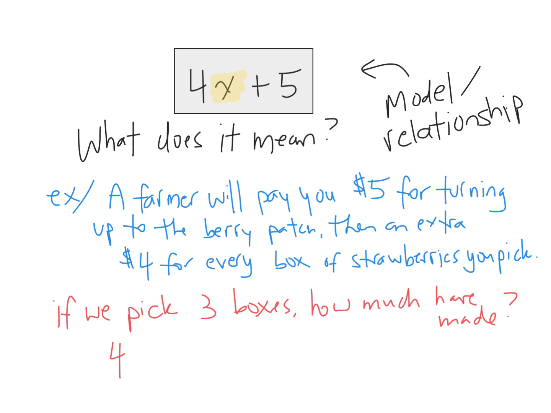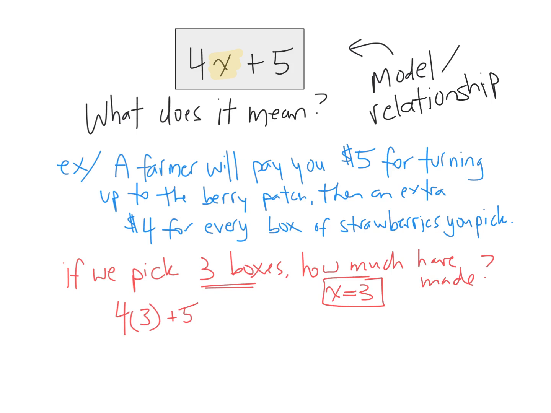If we pick 3, that basically means that x is going to be equal to 3. That's our little input. That's the variable. That's the thing that can theoretically equal anything. And so in this case, it's going to be assigned to how many boxes of berries we picked. So what we would do is $4 times 3 boxes of berries plus the $5 he's going to give us just for turning up and being there. And so we're going to get $12 plus 5, and so we are going to earn $17.